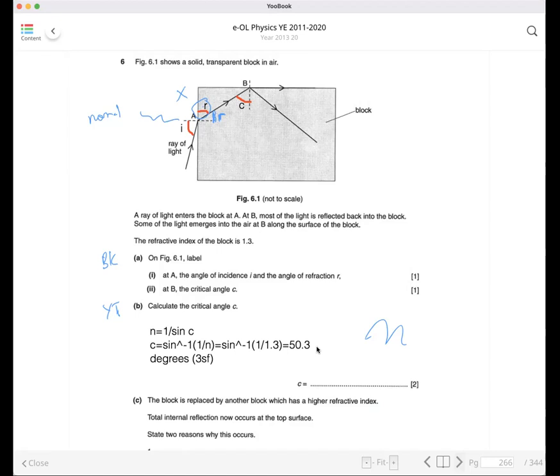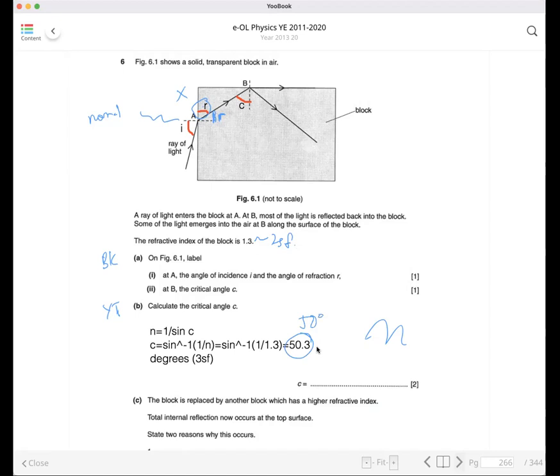Okay, 1.3. Okay, correct. And for this question, can you see that this is 2SF? So if you leave your answer to 50, it will be better.